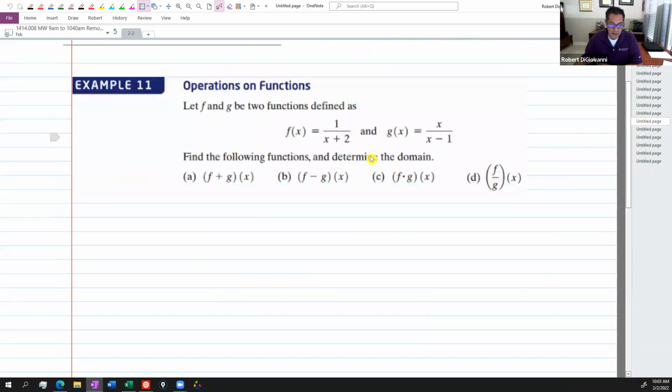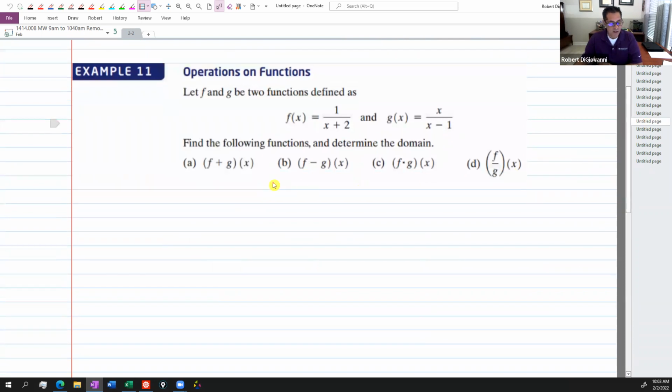Okay, the next and last topic for this is to understand what these four notations mean. If you are given two functions, say an f function and a g function, these symbols represent how you can operate with those functions.